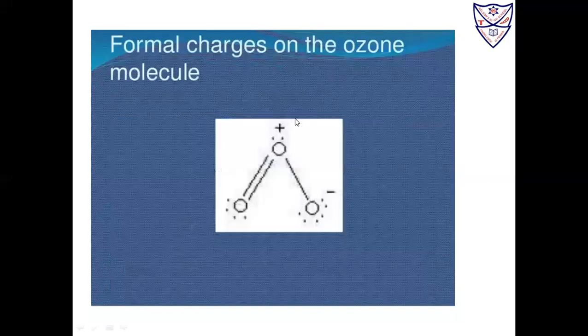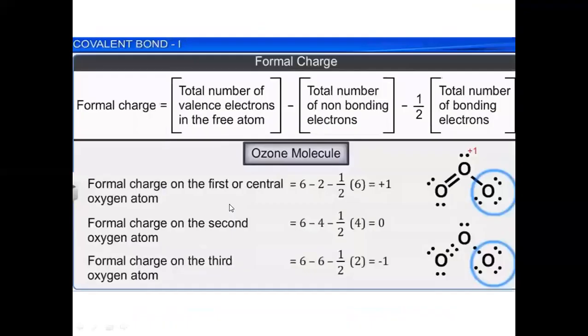So this is an example of the ozone molecule, that is O3. Here we can number the oxygens 1, 2, 3. This is the unpaired, this is the shared electron, right? This is the lone pair. Let's start. Here is the example of the ozone molecule.